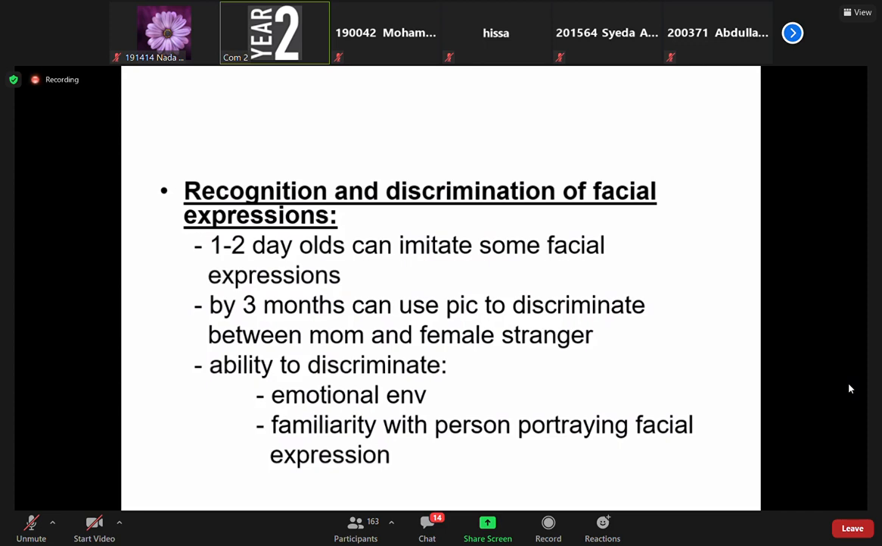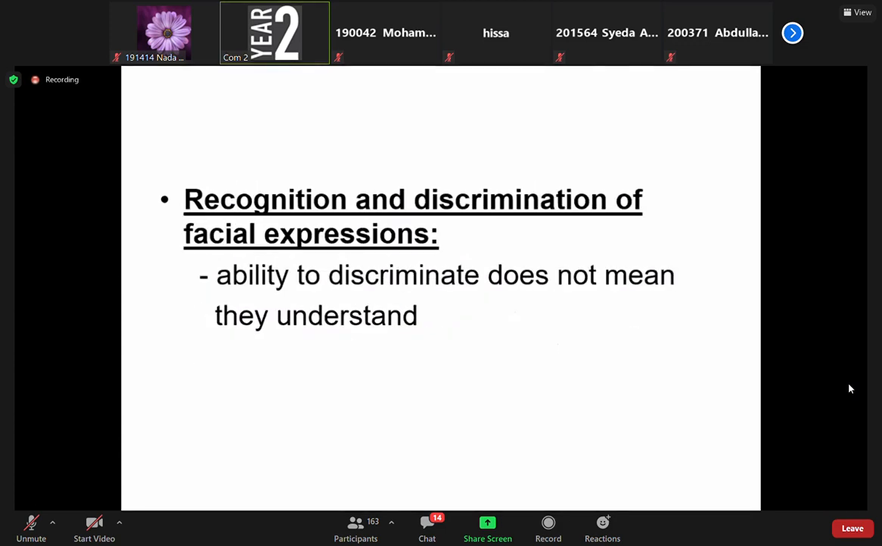By 3 months, you can show a child a picture of mom and a stranger, and they can pick out mom. Like we said, more excitement, more focus. They can discriminate an emotional environment, as well as becoming more familiar with facial expressions and what they mean. Very important: discrimination does not mean understanding. They can tell that this is a smiley face, or a sad mouth like that, but they don't know what that means yet. That's a really important point.